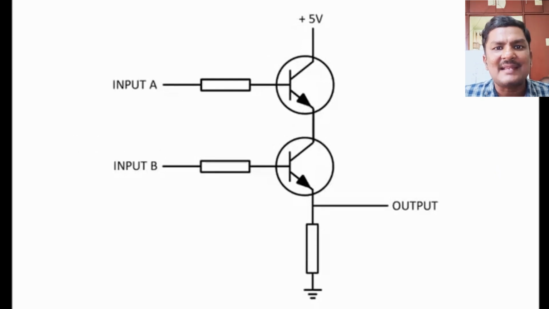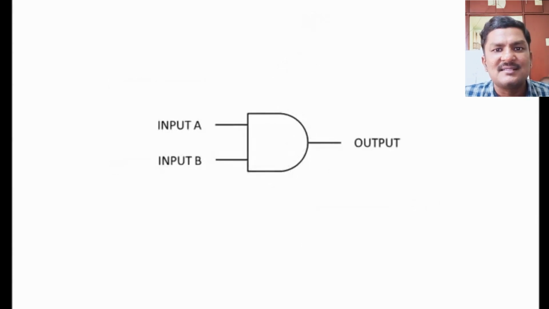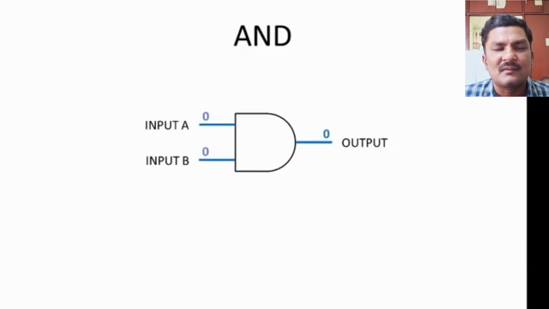Using two transistors and three resistors, they design another logic gate called as AND gate. AND gate has two inputs, A and B, and one output. Both the inputs are 0, output is 0. Input A is 0, B is 0, output is 0. Input A is 0, input B is 1, output is also 0 in the case of AND gate. And third case, input A equal to 1, input B equal to 0, the output of AND gate is also 0.